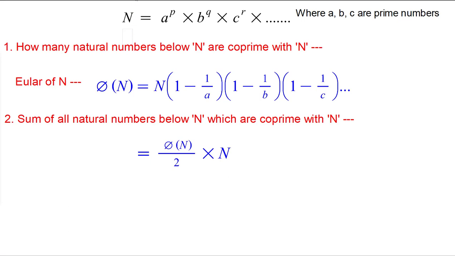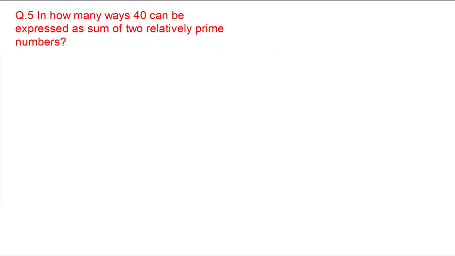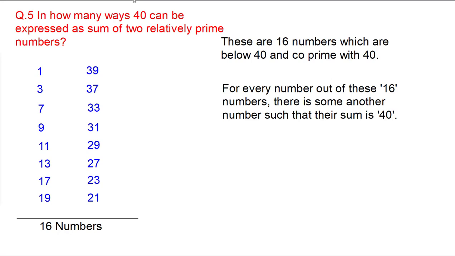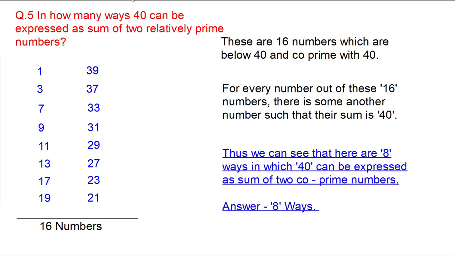After that, let's have a look at the next question. The next question is: in how many ways can 40 be expressed as sum of two relatively prime numbers? As we saw earlier, these are 16 numbers which are below 40 and coprime with 40. For every number out of these 16 numbers there is some other number such that their addition is 40. Total there are 8 pairs of addition 40, so the answer is 8 ways.